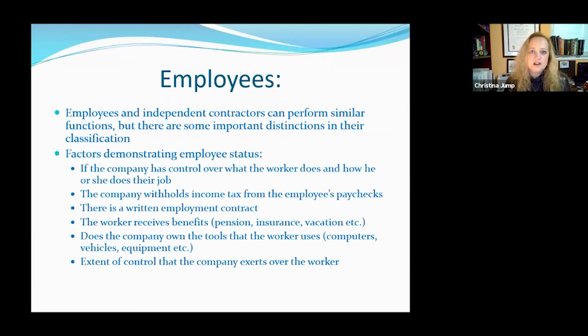These are the factors that demonstrate an employee's status. If a company has control over what the worker does and how he or she does the job, if the company withholds income tax from the employee's paychecks. Now again, you could be doing that wrong too. So please do not think that failing to withhold income tax, or if I just give them a 1099 and I don't take taxes out of their pay, then I'm good. That means they're an independent contractor. It does not necessarily mean that you're good, and it does not necessarily mean that that person is an independent contractor either. So only do that if you're sure by the other factors that the person is not an employee.